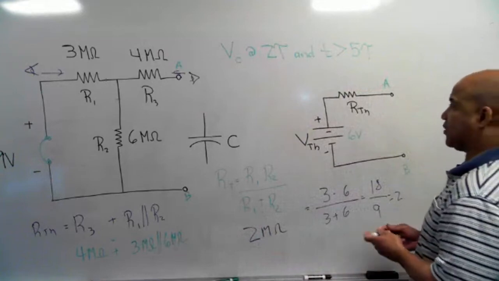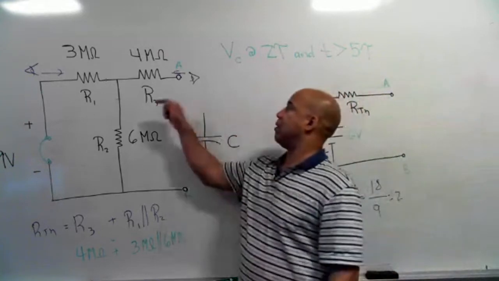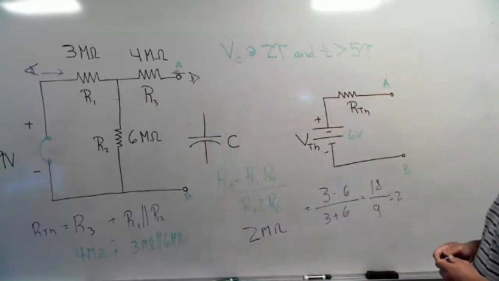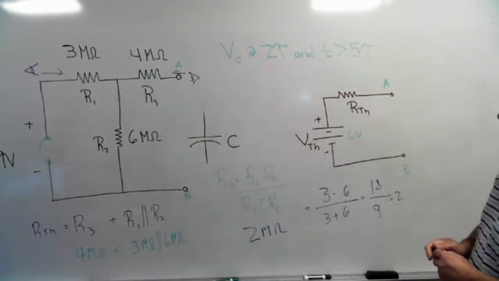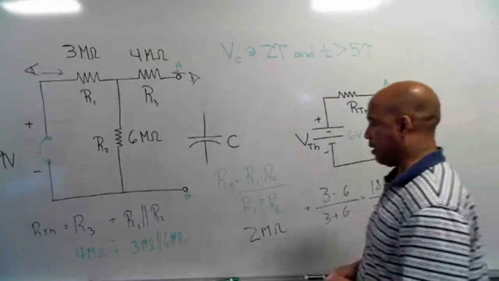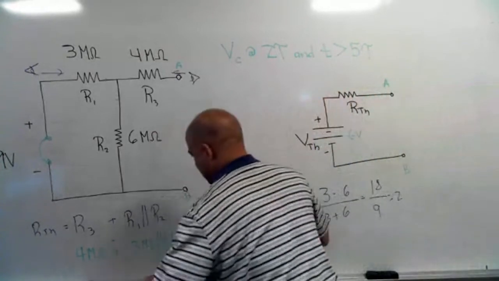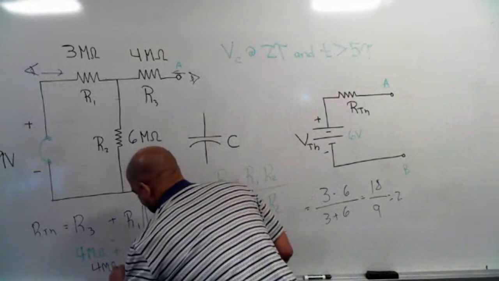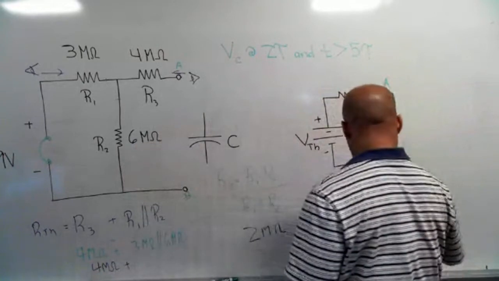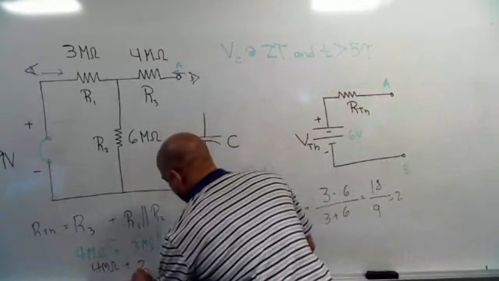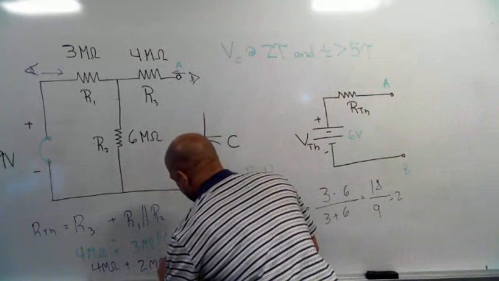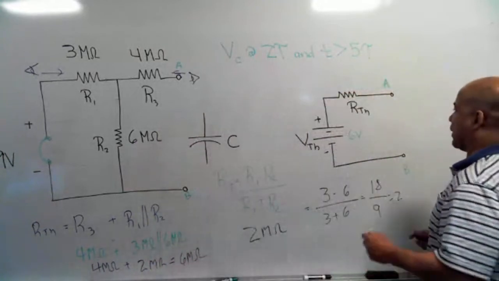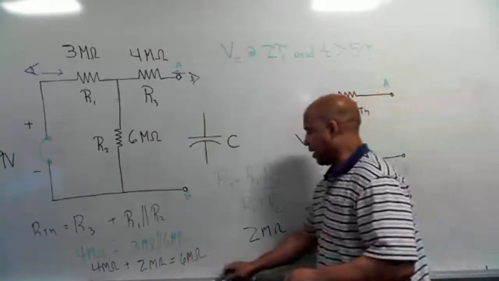So my resistance from the point of view of the capacitor is going to be this 4 megohms in series with this 2 megohms. That's going to give me 6 megohms. So that's what I get for RTH. It's going to be 6 megohms.